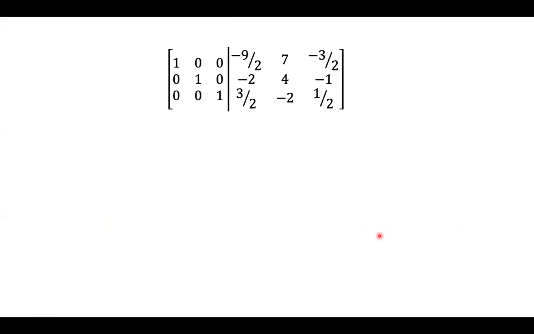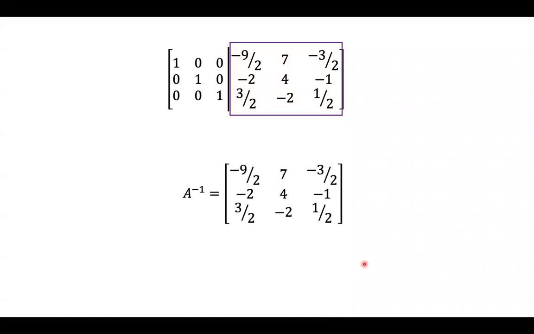Okay, now let's look at our final matrix. We have our identity matrix on the left side and some numbers on the right side. These numbers on the right side are going to be our inverse matrix. So then we can rewrite this as A inverse equal to negative 9/2, 7, negative 3/2, negative 2, 4, negative 1, 3/2, negative 2, and 1/2.